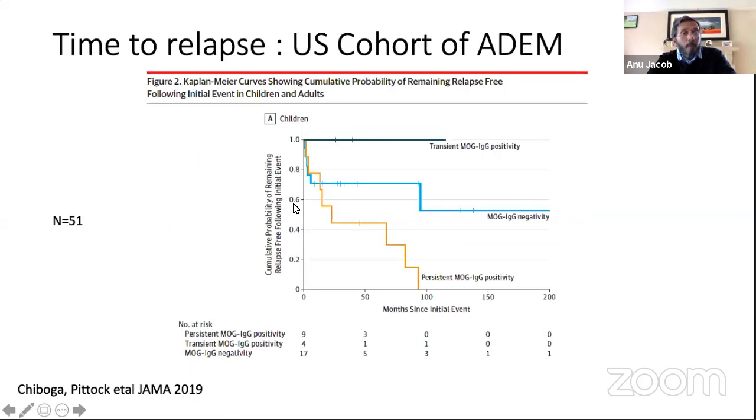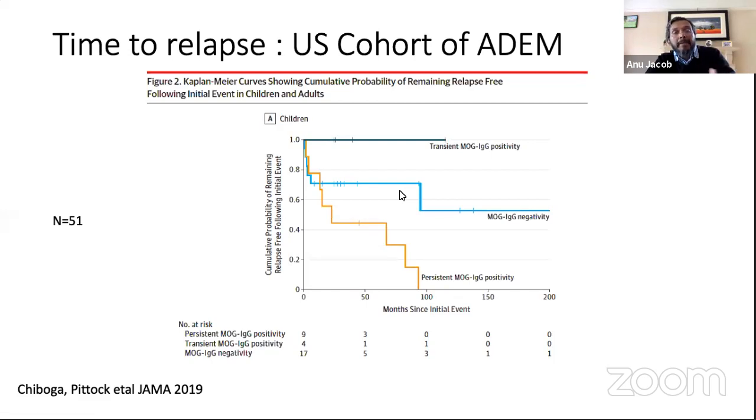In a US study of fewer patients, this is the Mayo Clinic again, they divided patients into 3 groups. Those who were persistently MOG positive tended to relapse, and all patients relapsed by 100 months from onset. Those who were transiently positive, meaning the antibody was present initially and then disappeared, did not relapse, and this is largely children we're talking about. And there was a group who were MOG and AQP4 negative, and some of them may not relapse. They probably have another antibody.